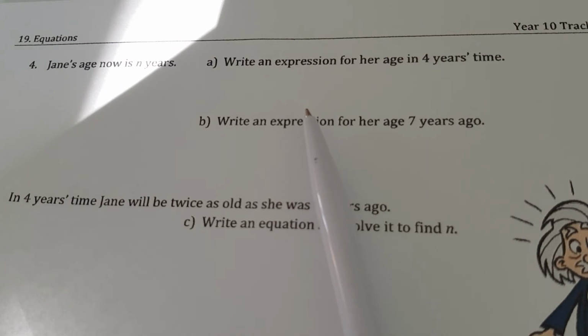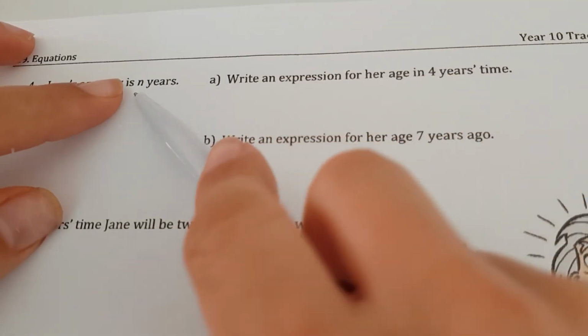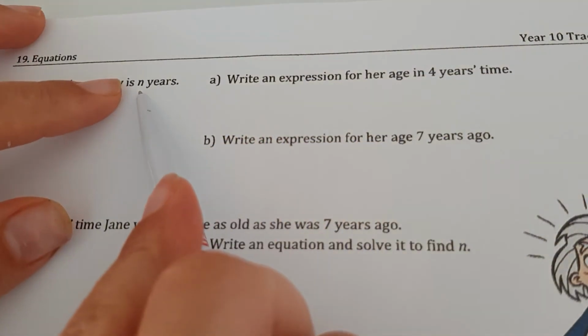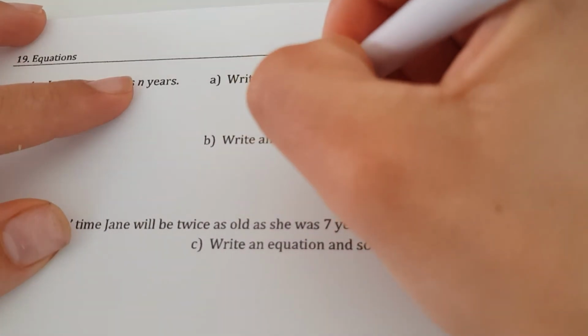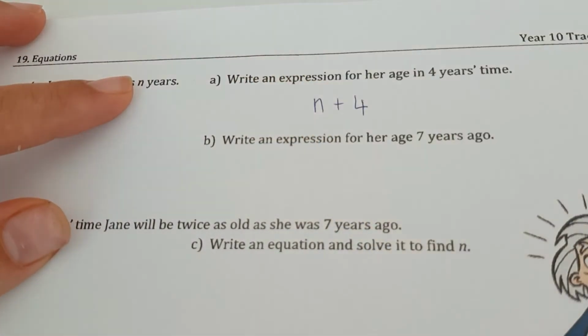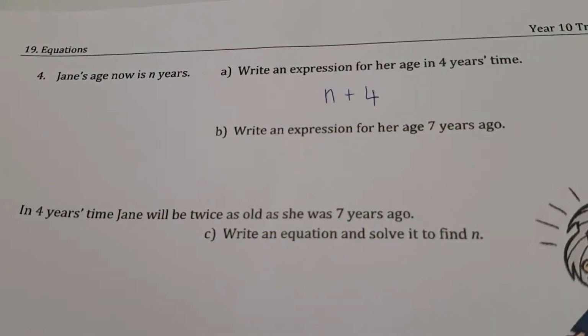14 plus 4. So, I don't know her age. It's not 14. It's not 20. It's not 22. I don't know. It's n. So n and add 4. That way you will find her age in 4 years.